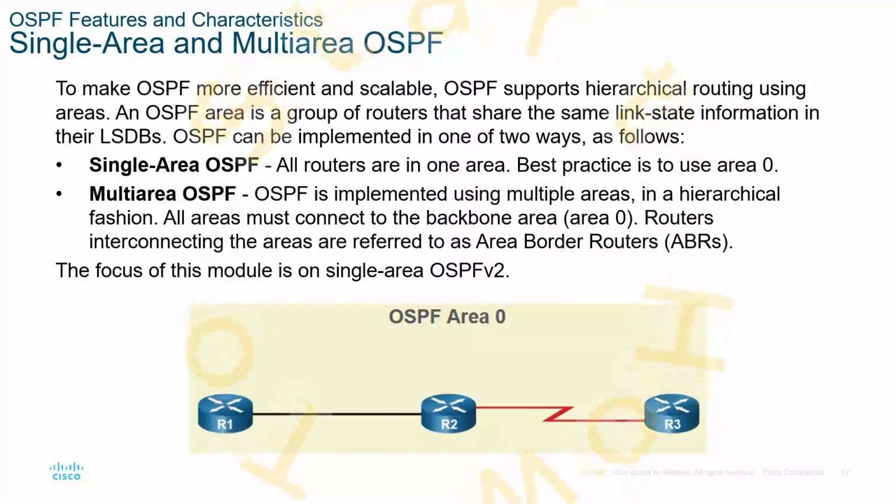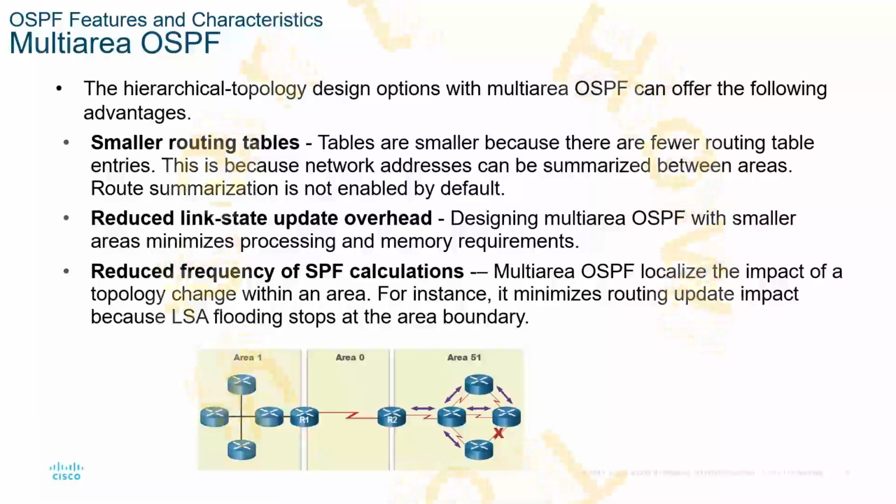The focus of this module is only on OSPF v2 using single area. Also, typically getting more in depth with the ABRs is not done at the CCNA level, so do keep that in mind. Just for completeness' sake, here we have two other areas. We have area 1 and area 51, and we have two ABR routers, R1 and R2. Again, everything connects back to area 0.